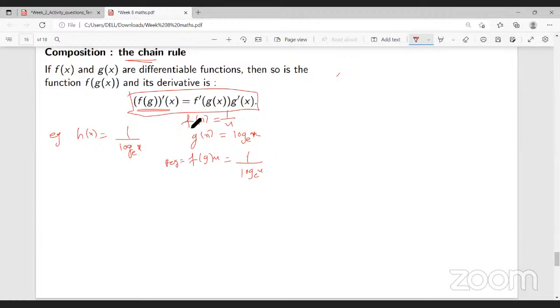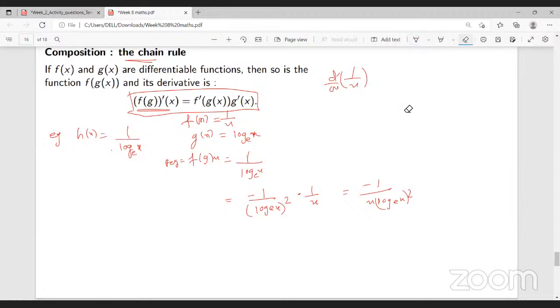First, we have to differentiate 1 by x. So what will be the function? 1 upon log to the base e of x. What is the derivative of 1 upon x first? Minus 1 by x square. So minus 1 upon log to the base e of x the whole square. Then the derivative of this function, that is 1 by x. So x into log to the base e of x the whole square. This will be my derivative of this function.